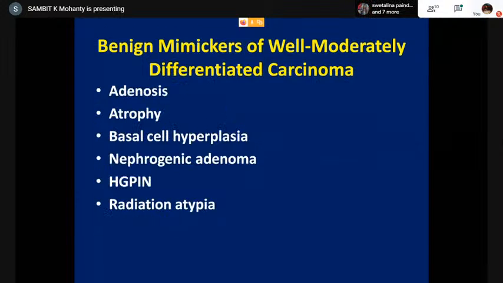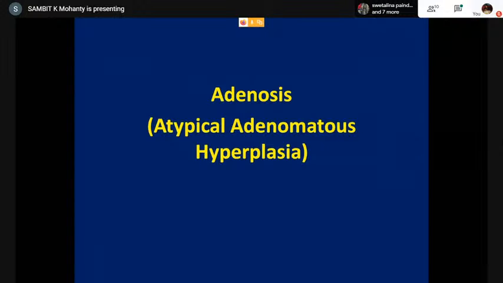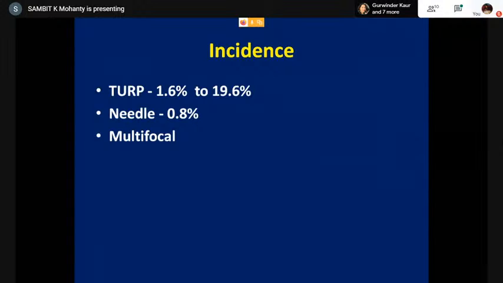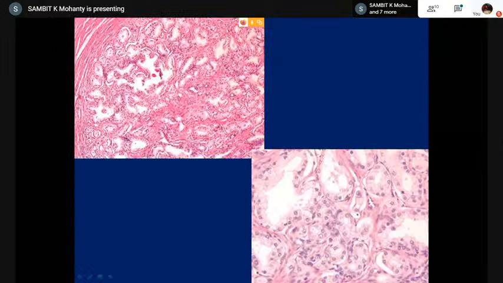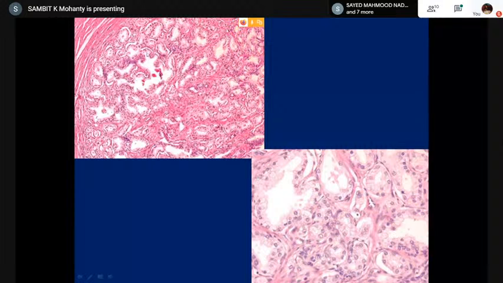So let's start with adenosis. It is otherwise called atypical adenomatous hyperplasia. The incidence is 1.6% up to 20% in TURP and 0.4% in needle core biopsy. It can be multifocal. So what you see here, let's stop for some time. Maybe I'll start with the picture at the top.